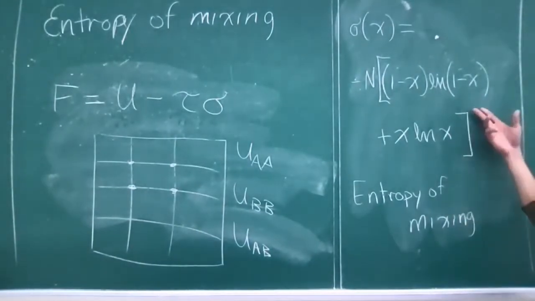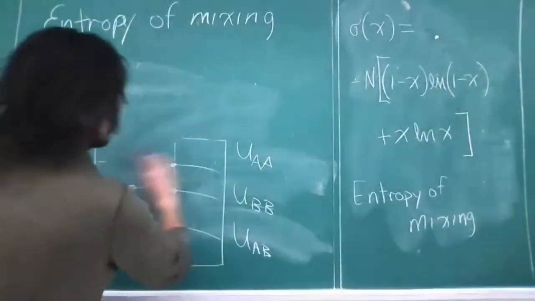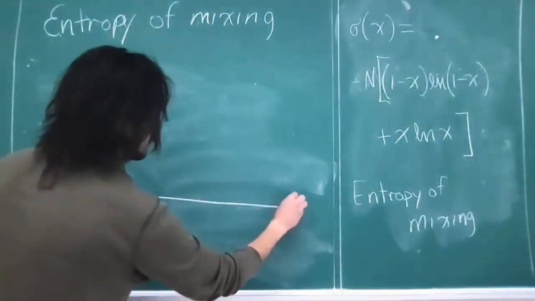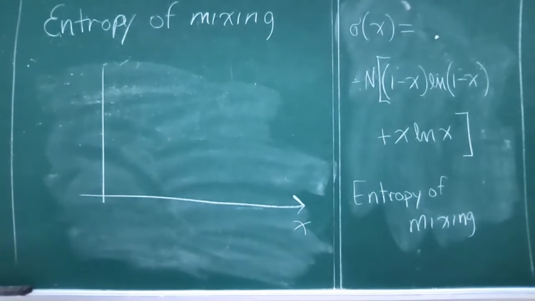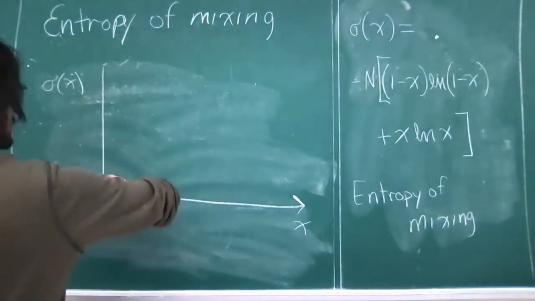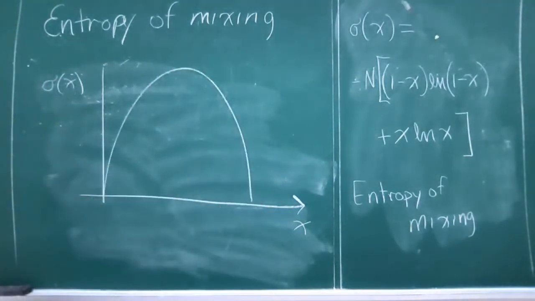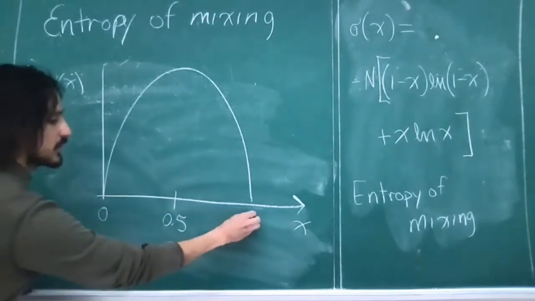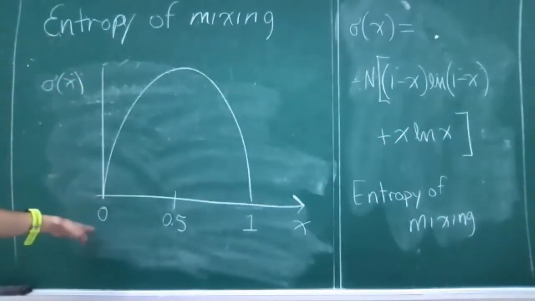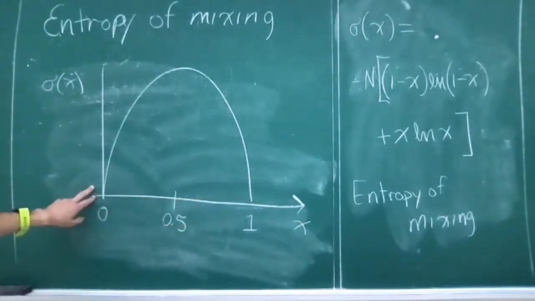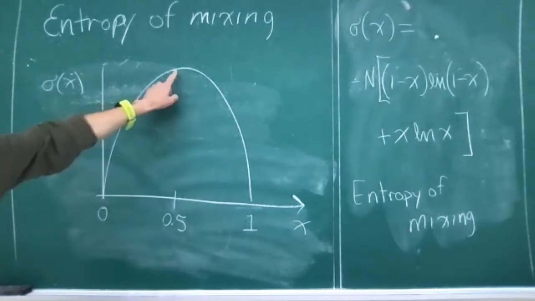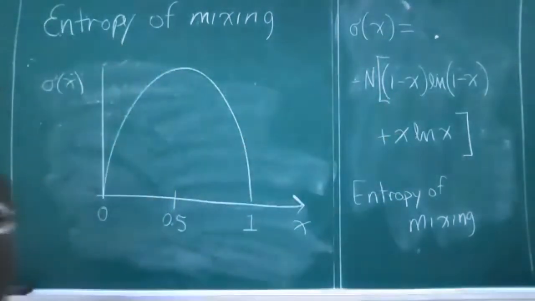So if you look at the shape of this equation, it looks like this. So this is X, the proportion of B atoms. It's going to be the entropy as a function of X, and it's going to look like that. So over here you have 50%. Over here you have 0, and over here you have 1. So if you have only B atoms or only A atoms, the configurational entropy is 0. If you have 0.5, you have the maximum entropy.